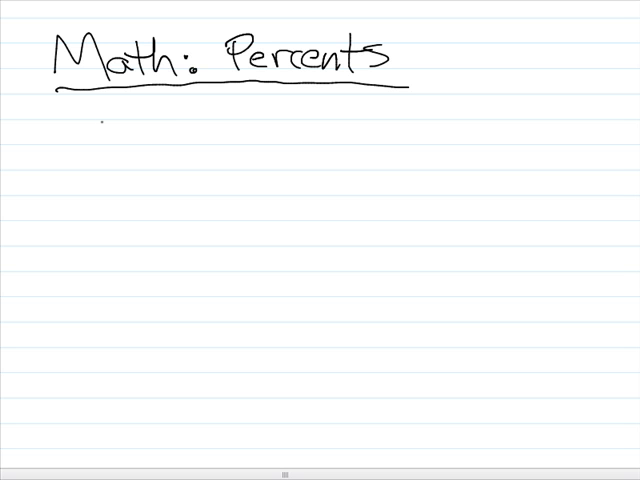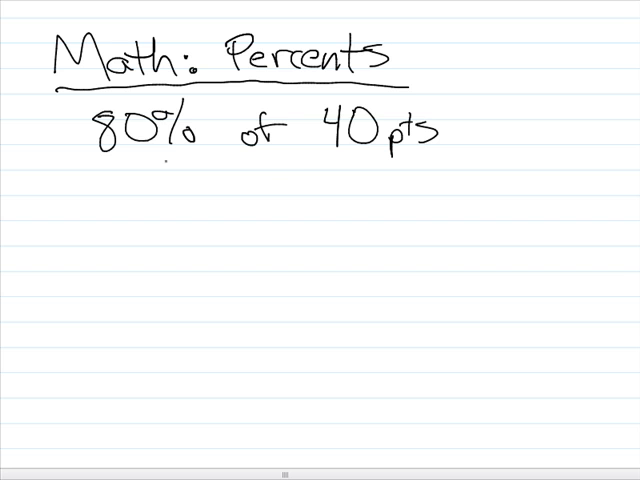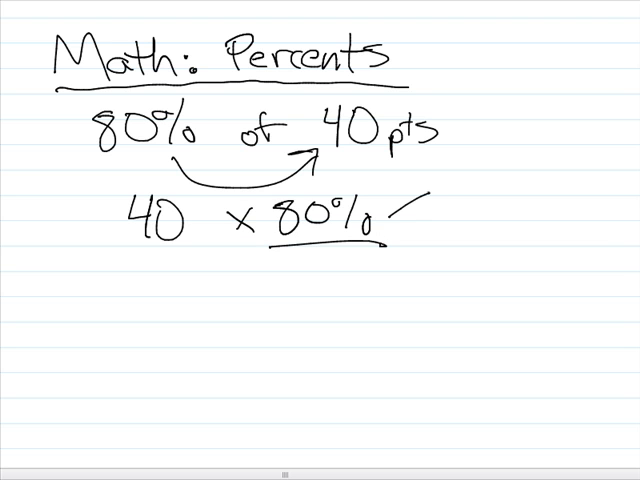Let's say that you got an 80% on an exam that was out of 40 points, and you want to know how many points you got. If you want to know what 80% of 40 is, all you need to do is multiply 40 times 80%. Now that's the tricky part. A lot of you might be watching this because you might say, well, what is 80%? How do we multiply it?